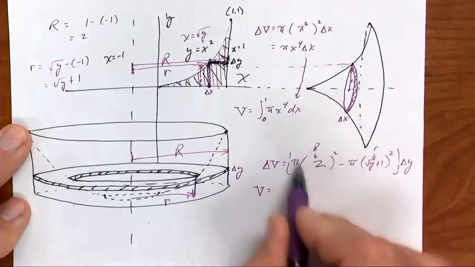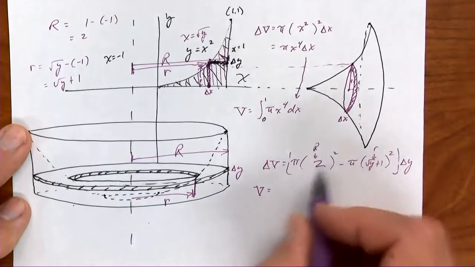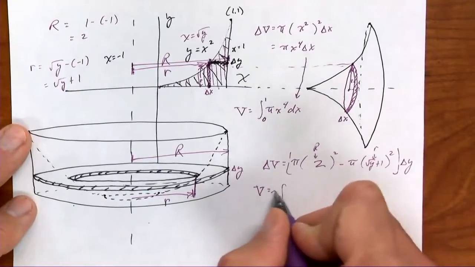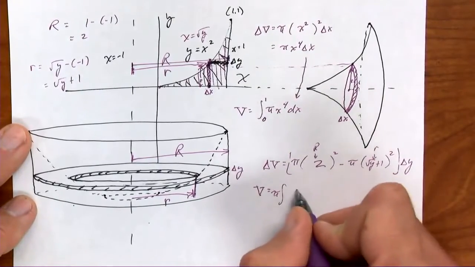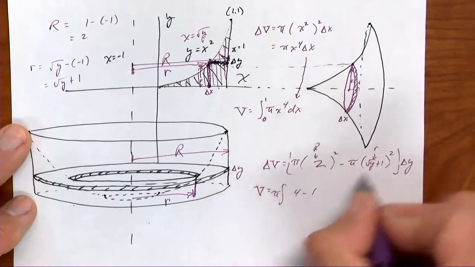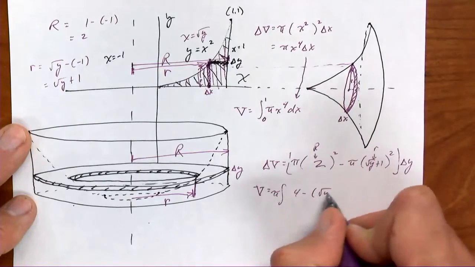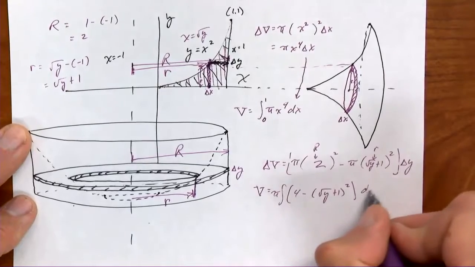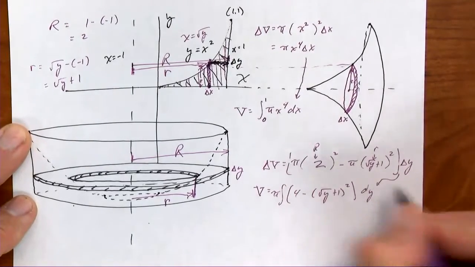Okay, so we can turn this into our formula for the volume of the whole thing. Again, we add up the volumes of all these slices and take the limit as delta y goes to 0. We do that in the form of an integral. So we have 4 minus, I'm just going to keep this as is, square root of y plus 1 squared. Delta y becomes a dy.